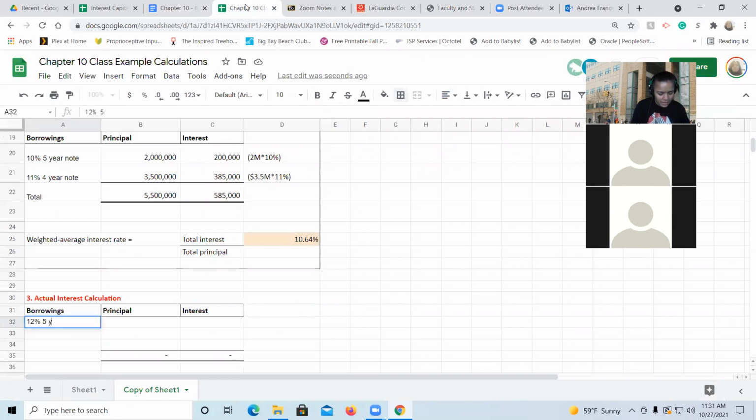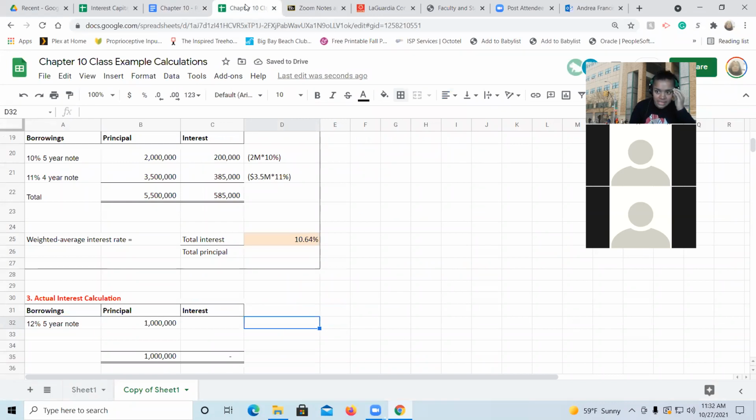So this is a 12% 5-year loan. It's a principal of 1 million. But you have to be careful, okay? Because it was only outstanding for 10 months. The bank would have only charged you actual interest for 10 months because you took it out on March the 1st. So it wasn't outstanding the whole year. So the way you're going to calculate the interest is 1 million times the 12% interest rate, but then times 10 over 12. That's how we'll do it. So 1 million times 12% times 10 out of 12, okay?